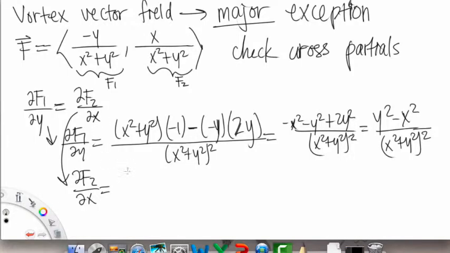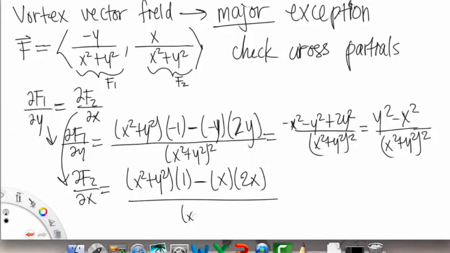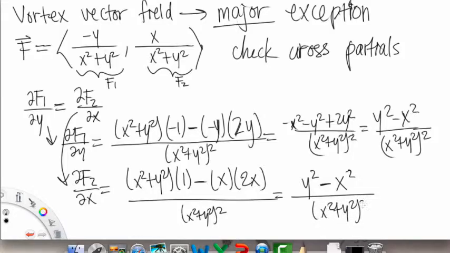So that's going to be low d high, so that would be 1, minus high, and the derivative of the bottom is 2x. And then we have x squared plus y squared on the bottom. So this turns out to be positive y squared plus an x squared minus 2x squared. So that's positive y squared minus 1x squared over the bottom, x squared plus y squared, quantity squared.